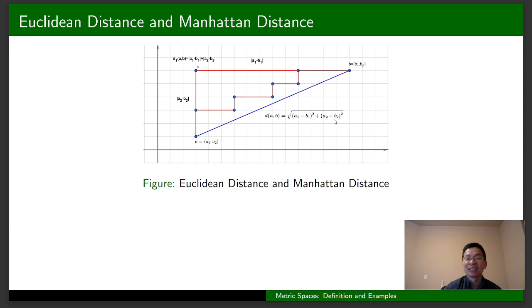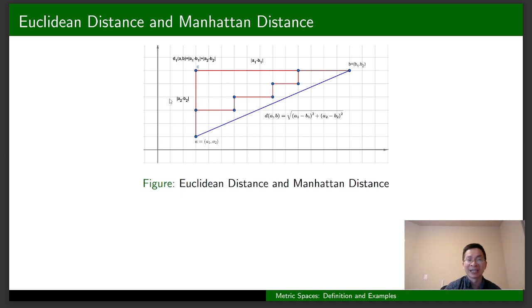However, imagine that you travel in Manhattan, New York City on a taxi cab. Then to go from point A to point B, you can go from A to C and then from C to B. Alternatively, you can follow this path. In either way, the total distance you travel is not the Euclidean distance between A and B. So how can you compute the total distance you travel?